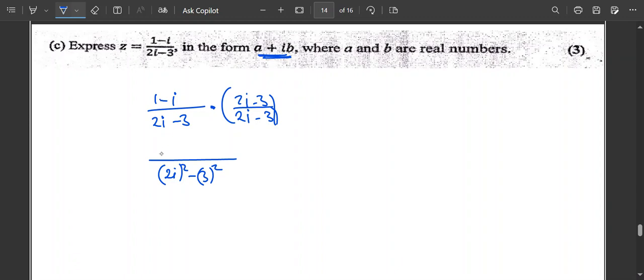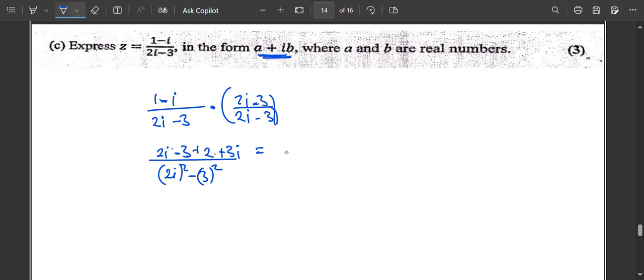Then here, this times this will be 2i. Then 1 times that will be negative 3. Then negative i times that, it is supposed to be negative, but because i times i gives negative 1 again, it will be positive, so it will be positive 2. Then in the same way negative i times that will be negative 3i. It will be positive because again we had a negative there and also a negative there.